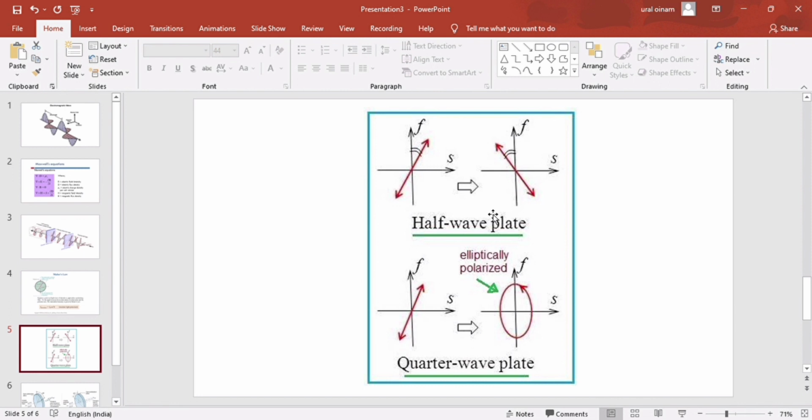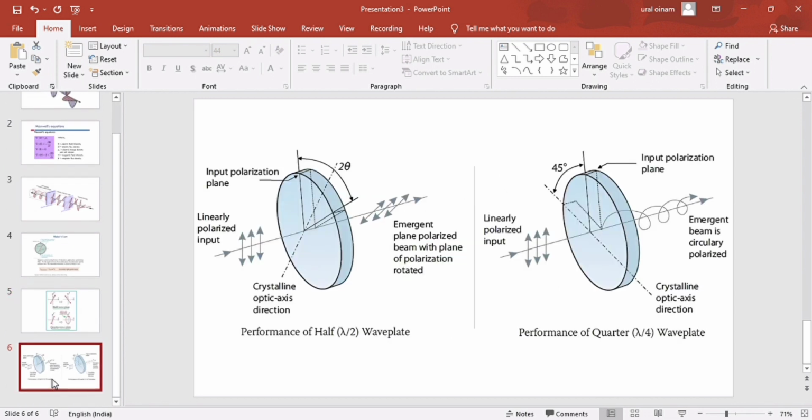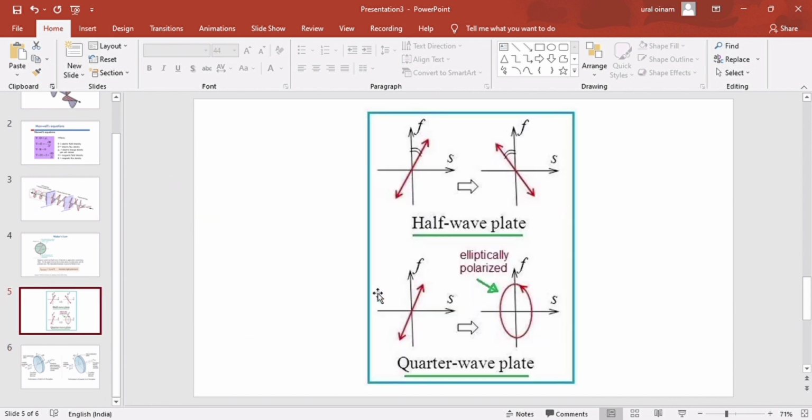Because of this, the initial axis of polarization gets shifted by an angle 2 theta, where theta is the angle between the fast axis and the incoming axis of polarization of the light. And now we'll move on to the quarter wavelength. Okay, so this is for the half wave plate, and I have mentioned before it says about 2 theta and everything. Now let's move on to the quarter wave plate.